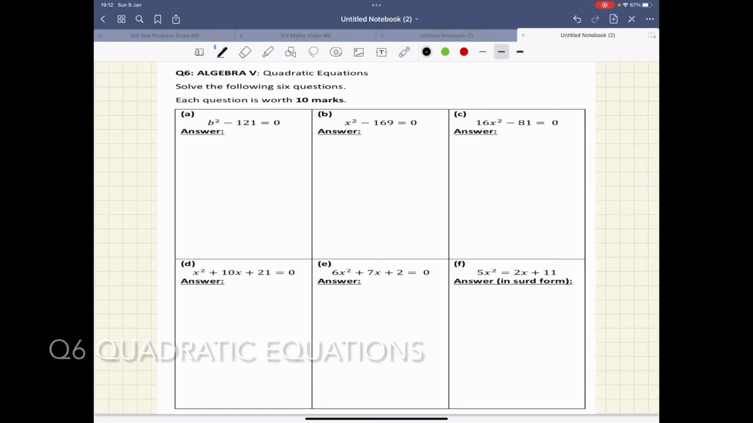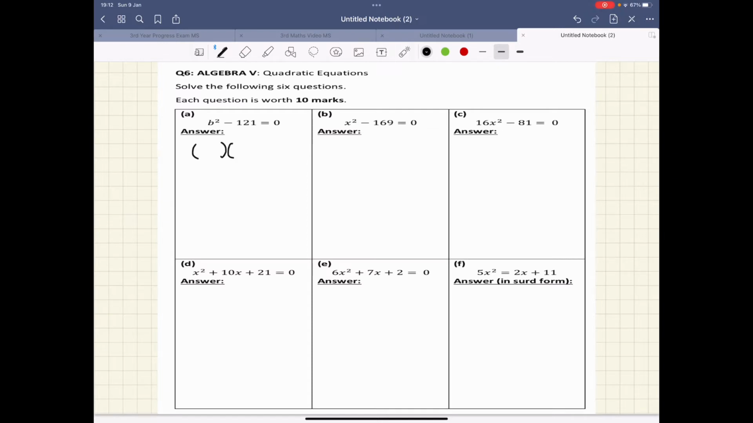Okay, so this is question 6, Algebra 5, quadratic equations. A, B, and C are all difference of two squares, and they're the same difference of two squares I gave you in the factorizing section. So if you'd gotten them right in the factorizing section, half the work is done for you.